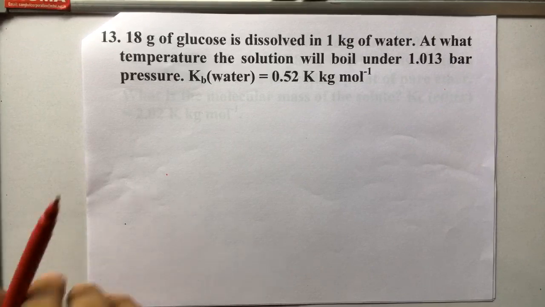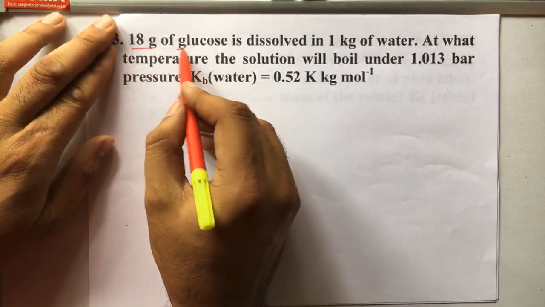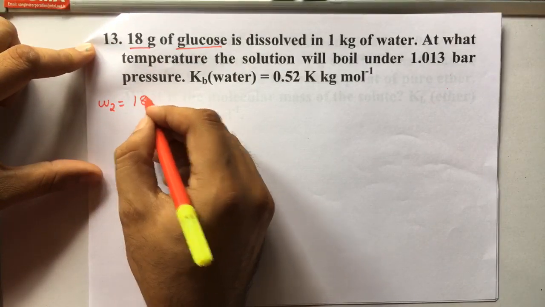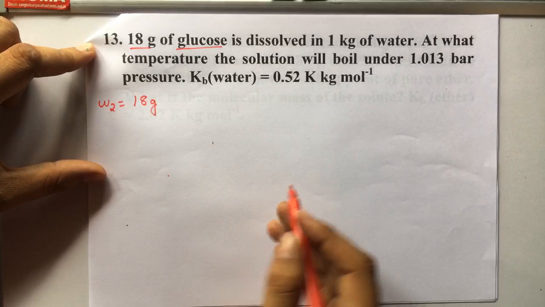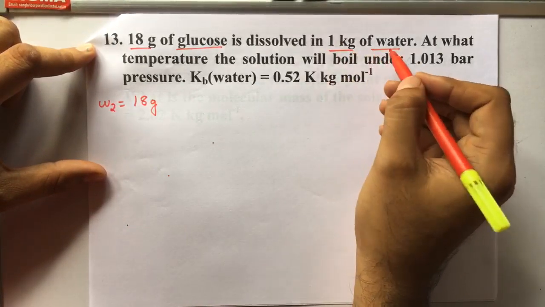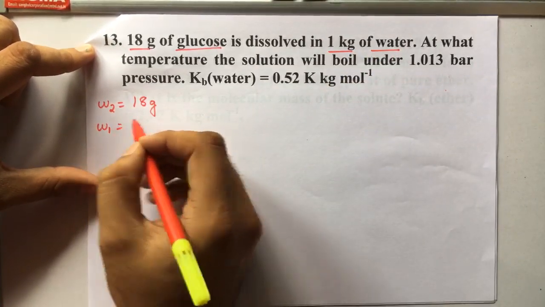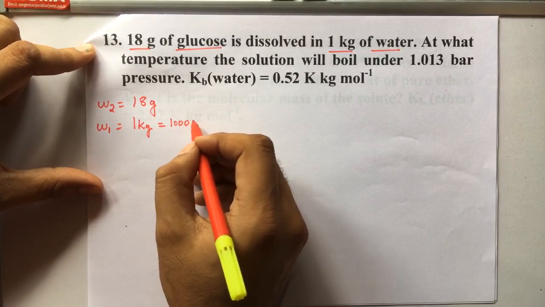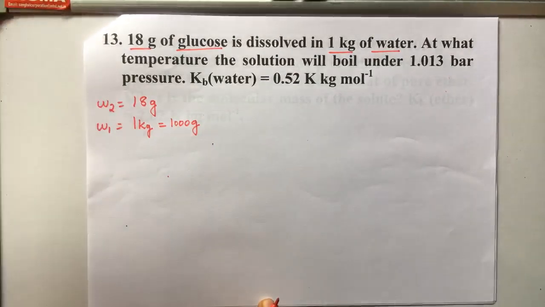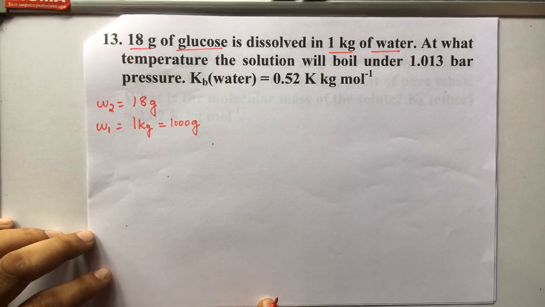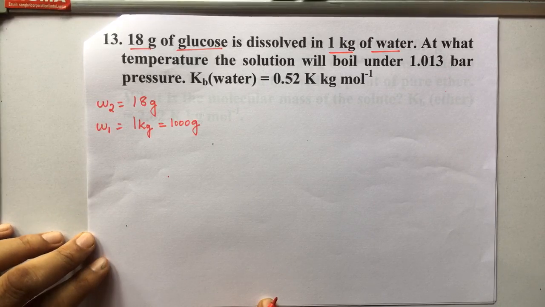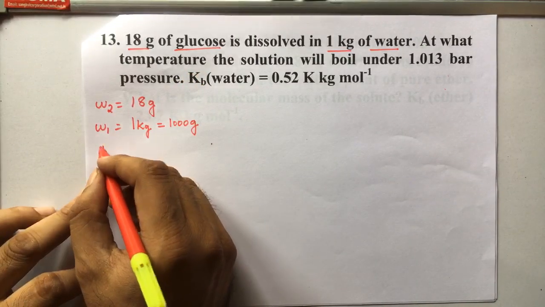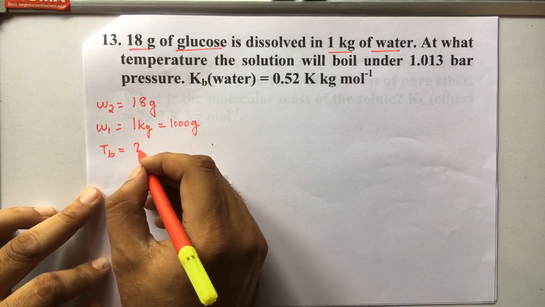Eighteen grams of glucose. So W2 is given. W2 is equal to 18 grams, dissolved in 1 kg of water. So water is a solvent. W1 is equal to 1 kg, that is equal to 1000 grams. Because in our formula, we have assumed that all masses dissolved are in grams. At what temperature will the solution boil? TB is asked. TB is a question mark.